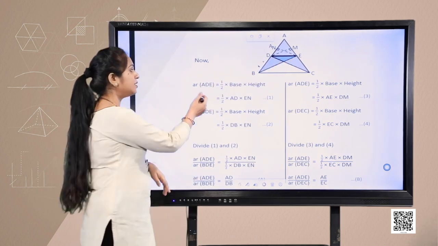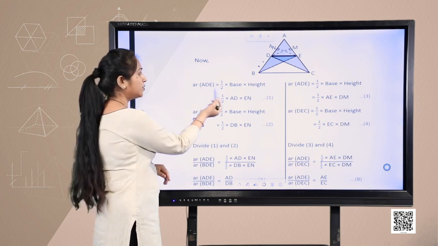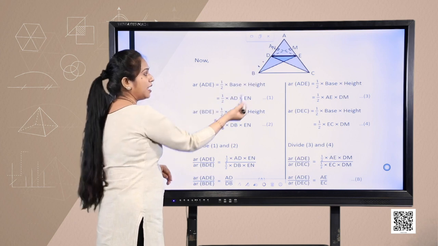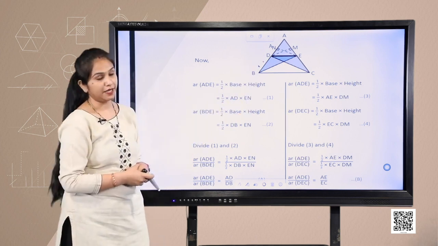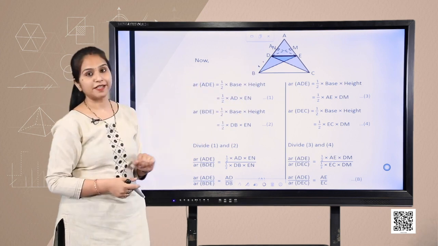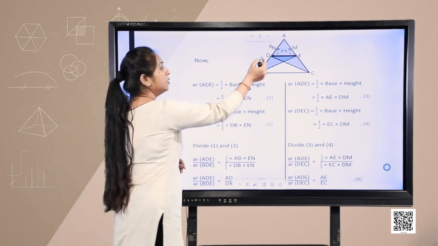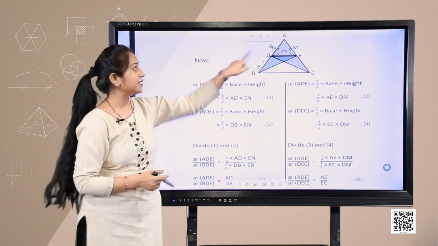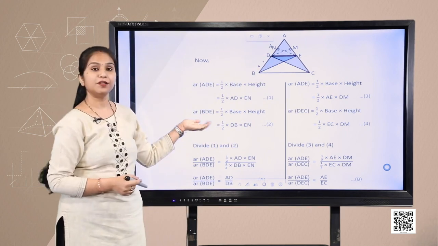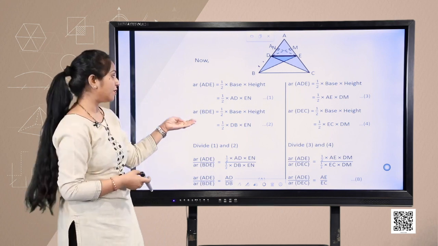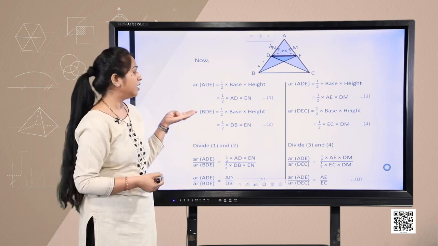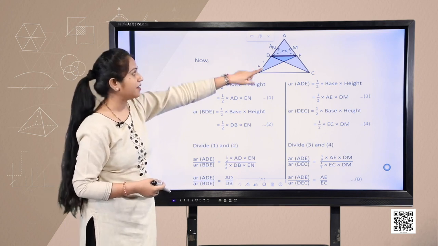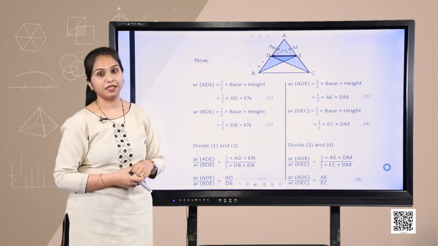So put the things in the formula. Area is equal to half base into height. Half base is AD and height is EN. Similarly, also find out the area of triangle BDE. Remember, for this triangle also, height is EN only. So write down the things in the formula again, and we will find the area of triangle BDE is equal to half, base is BD and height for the triangle is again EN.